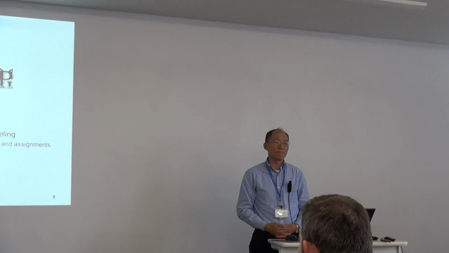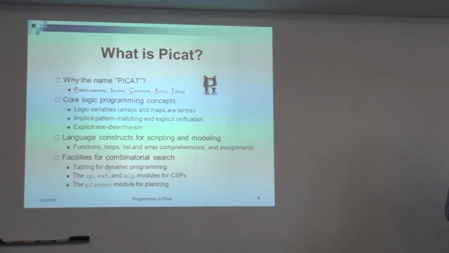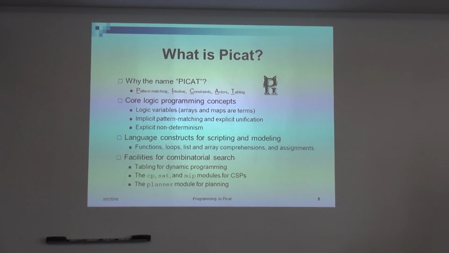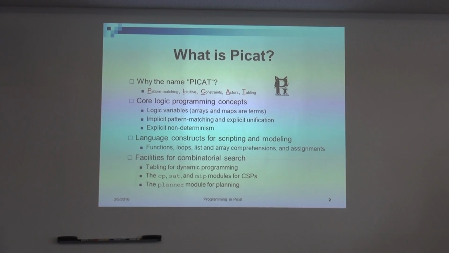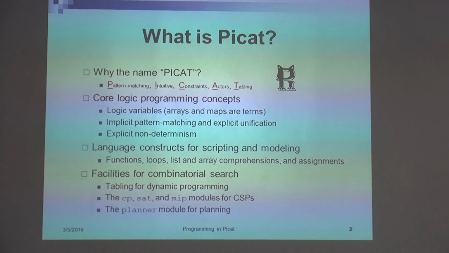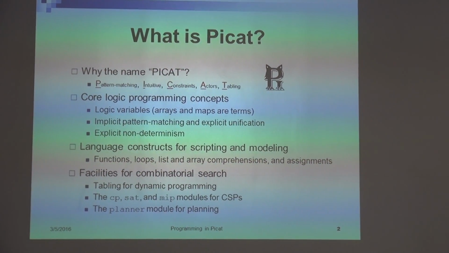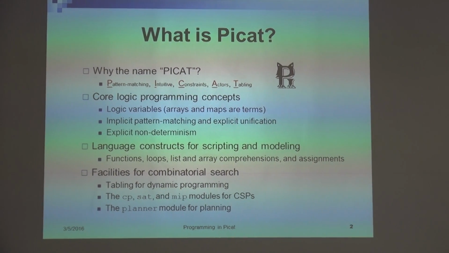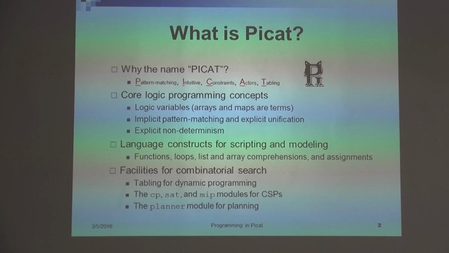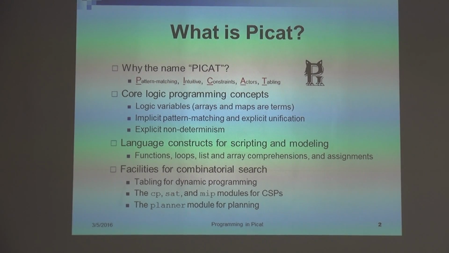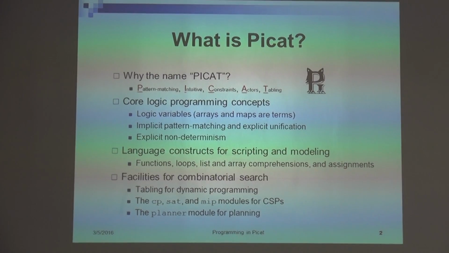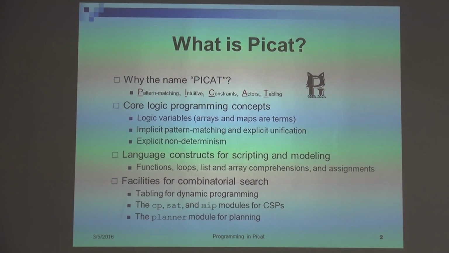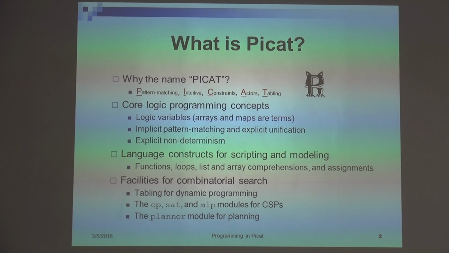All right, what is Picat? Well, first, the name. It's an acronym. Each letter means something. P for pattern matching, I for intuition, intuitive programming, C for constraints, A for actors, T for tabling. So I will touch on each of these features in my talk, except for actors. Actors work behind the scenes; actually, constraint propagators are actors in Picat.